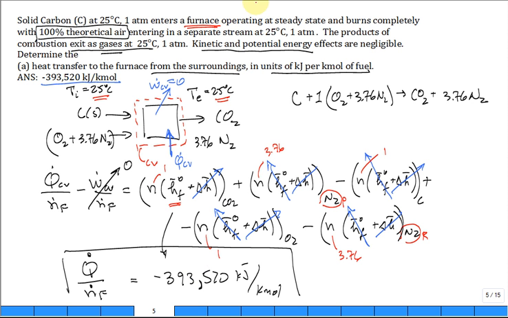That it's not into the control volume, but it's out. It's exothermic, not endothermic. There's heat release.